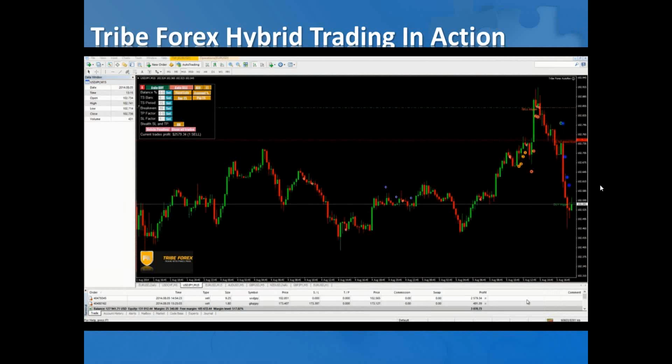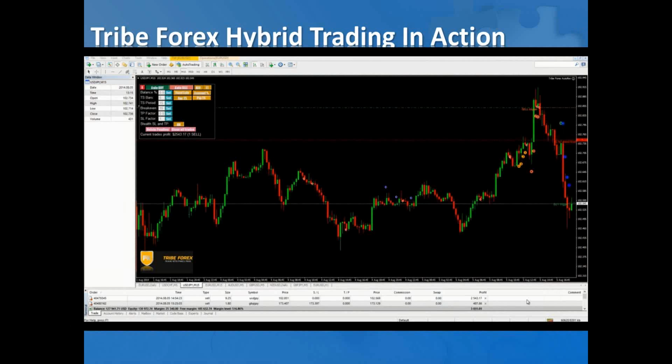Hi everyone, and check out this trade now. It is August 5th, 2014. On August 4th, 2014, we made a trade call, dollar yen sell at 102.85. We actually won all of our calls today, but I'm highlighting this particular trade. Now, I'm also highlighting our software. This is the Tribe Forex Auto Rev. We were looking for a trade at 102.85.